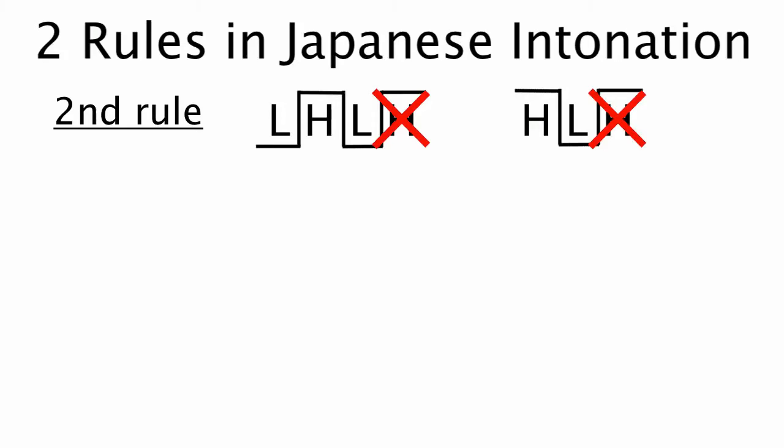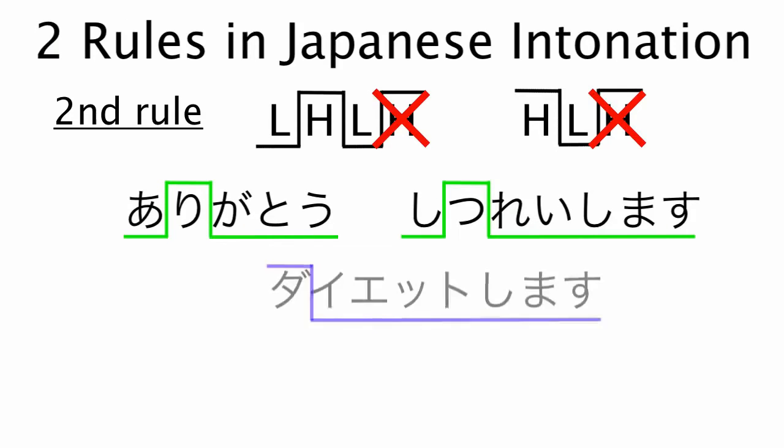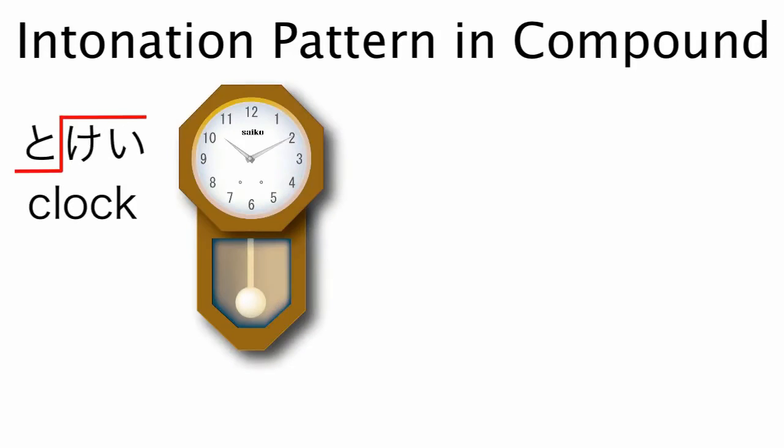This is easier to see in longer words. ありがとう 失礼します ダイエットします. When words are combined, their original intonation patterns are often altered to conform to these two rules. Let's look at an example.